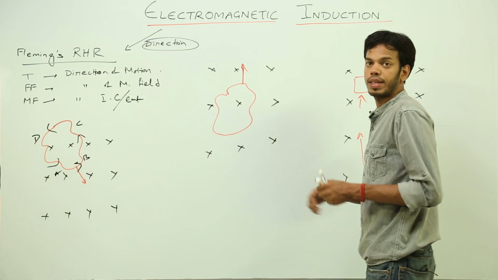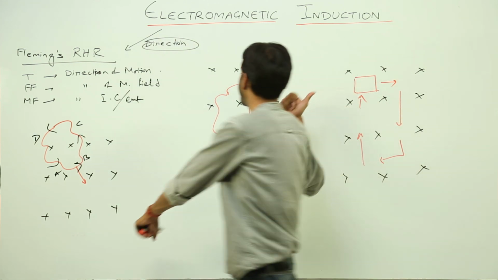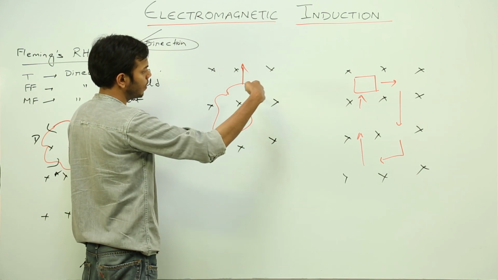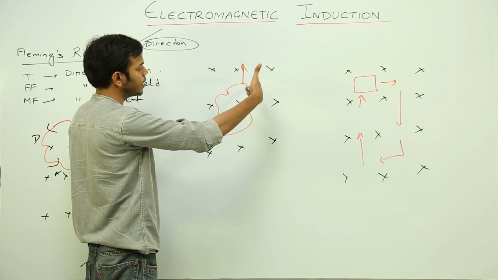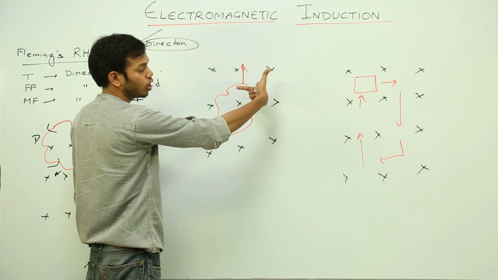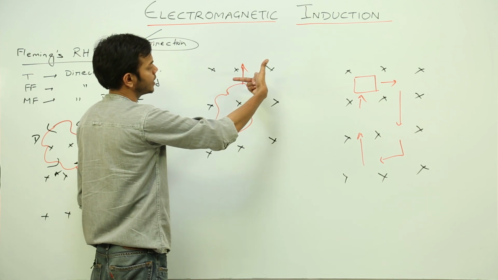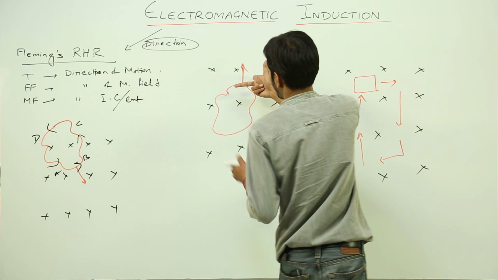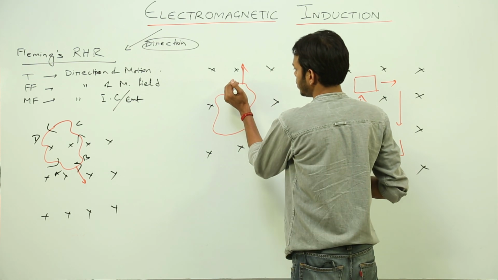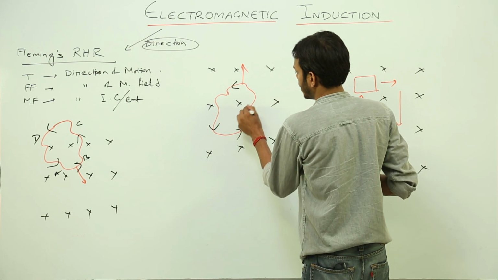In this case, again motion, field, current. The magnetic field is this side, vertically inwards. Motion is upwards, right? So the direction of flow of current is again this side, that is anti-clockwise. Motion, field, current. This is the flow.